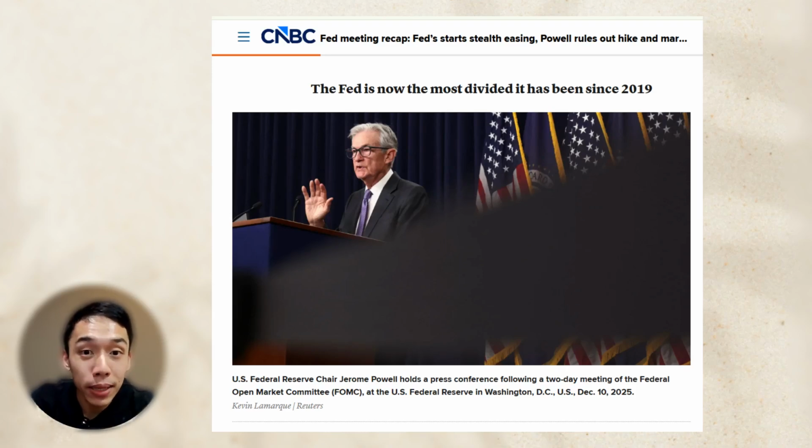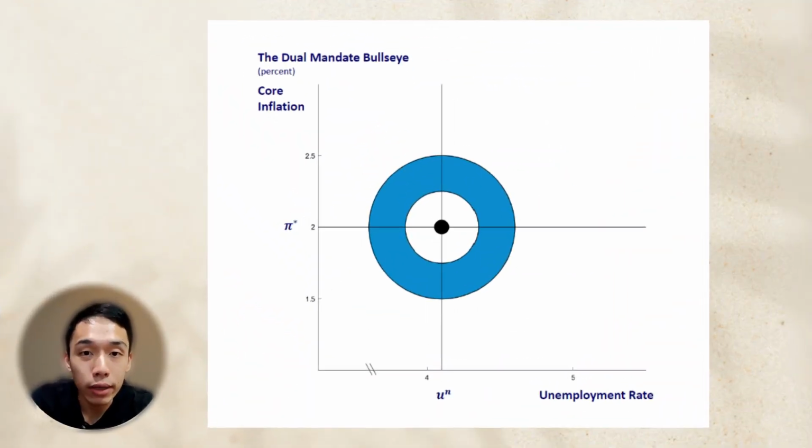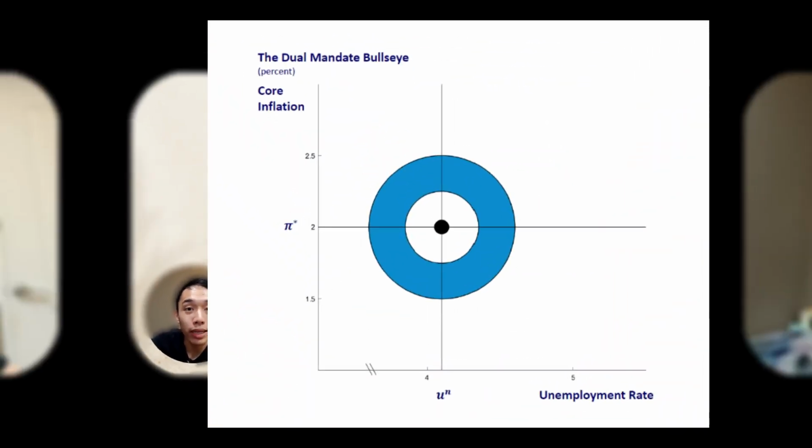Every time the Fed speaks, markets move. Stocks, bonds, crypto all react instantly. But most people don't actually understand what the Fed is trying to do. The Fed isn't random, and almost every decision comes back to one simple framework: the Fed dual mandate. And in this video today, we'll explain more about what the Fed dual mandate is.